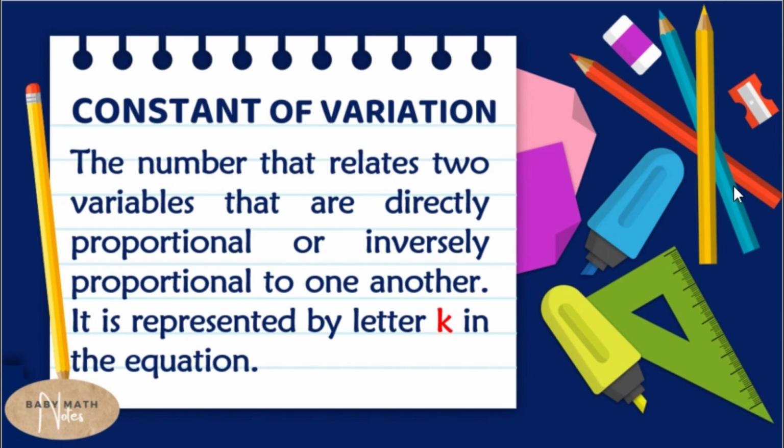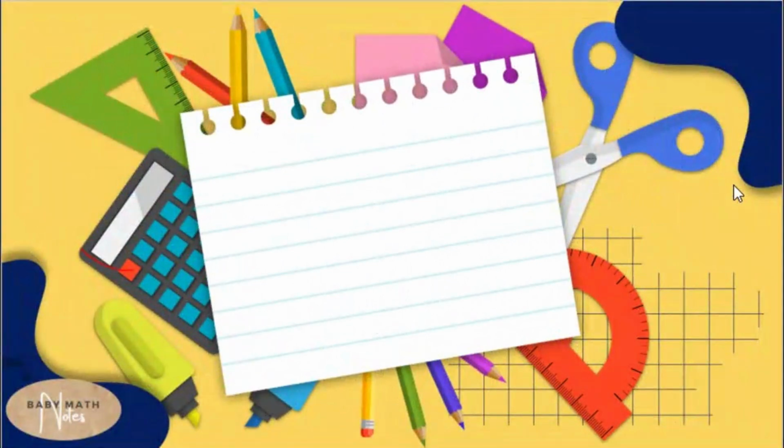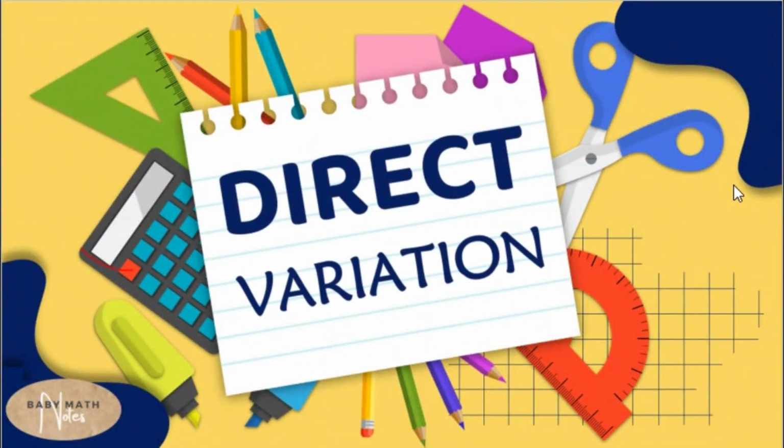So, let us start discussing direct variation. So, sa video na ito, magbibigay tayo ng maraming examples. Ano ba ang ibig sabihin ng direct variation? So, from the word itself, direct, direkta. So, it is a type of proportionality wherein one quantity directly varies with respect to a change in another quantity.